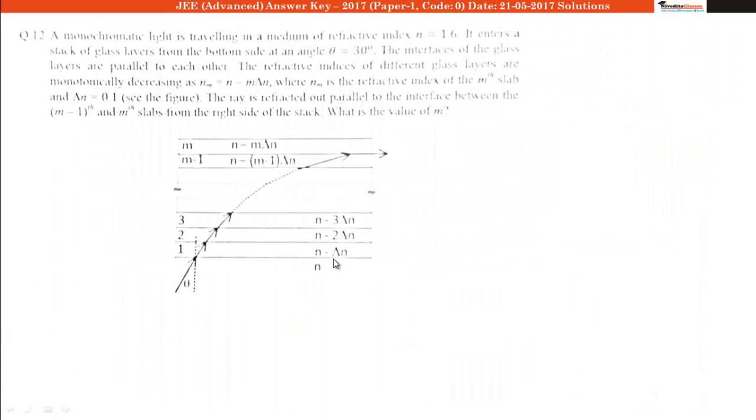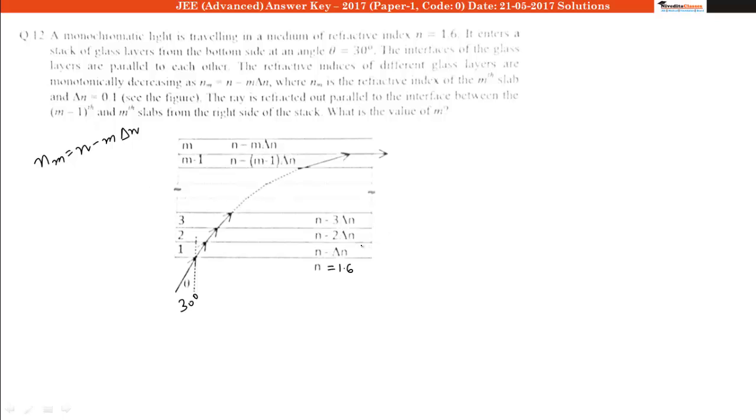Our next question says that a monochromatic light is travelling in a medium of refractive index 1.6. It enters a stack of glass layers from the bottom side at an angle of 30 degrees. The interfaces of the glass layers are parallel to each other. The refractive indices of the different glass layers are monotonically decreasing as Nm is equal to n minus m into delta n. Okay, m is the refractive index of the mth slab and delta n is equal to 0.1.